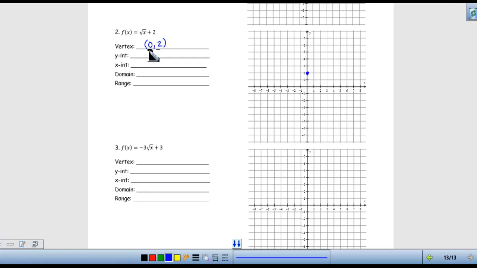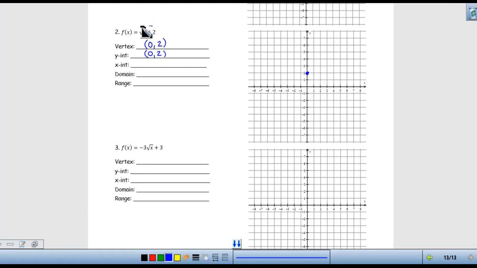The y-intercept, if I plug a 0 in for x, I can see it's going to be the identical point as the vertex. My y-intercept is 0, 2. The graph will only cross the y-axis one time. So when we put that vertex point on the y-axis, we know it is also our y-intercept.